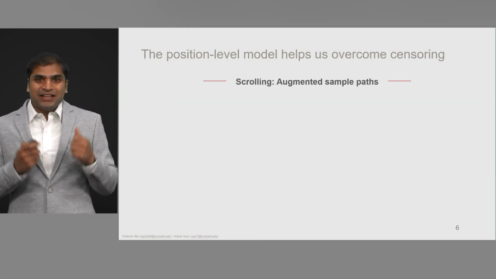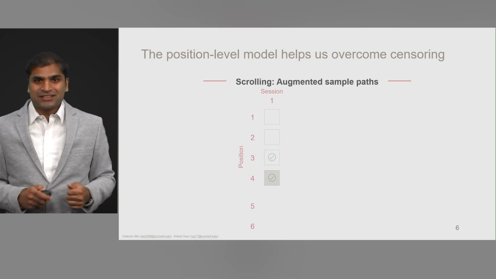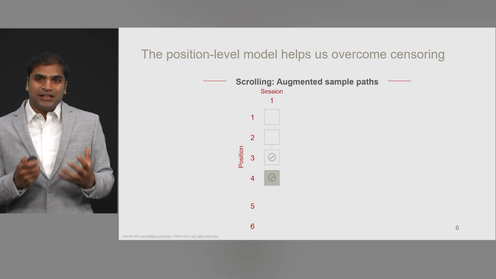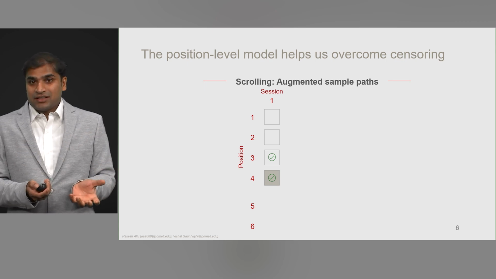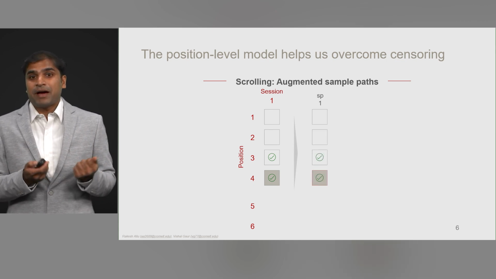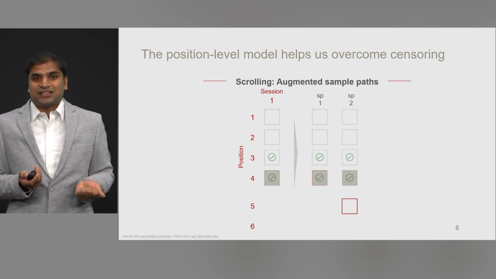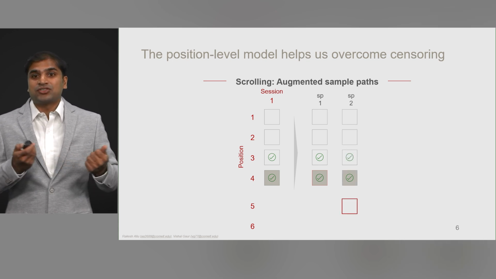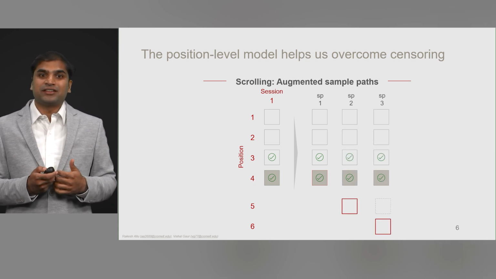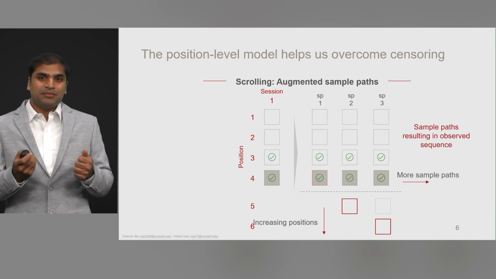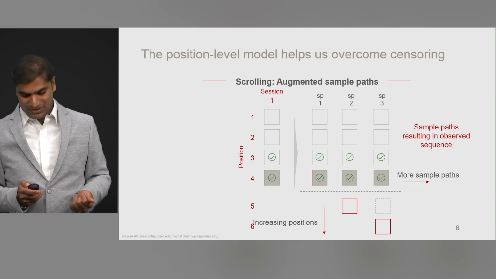Essentially, the idea is to construct sample paths. For example, let's say this is the data we observe. Now, the probability of us observing this data is the sum of all possible sample paths that the seller could have taken to generate this data. For instance, the seller could have ended the session at position 5, or the seller could have ended the session at position 6, and so on and so forth. So we maximize the summation of all these likelihoods.